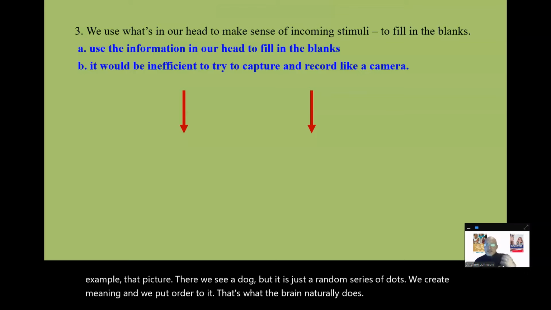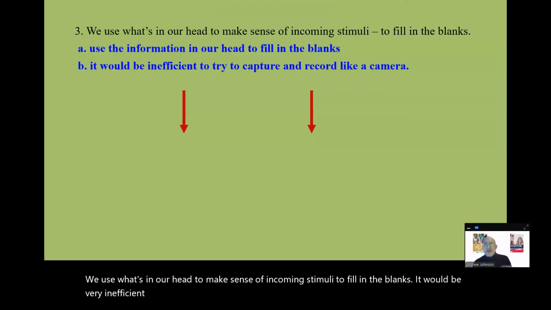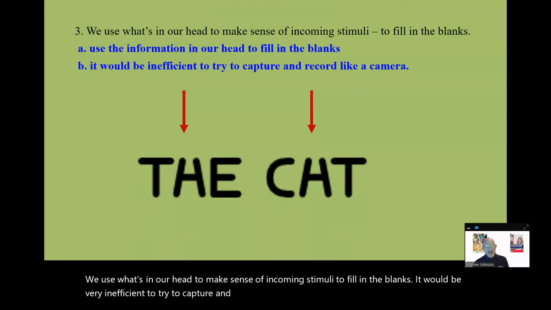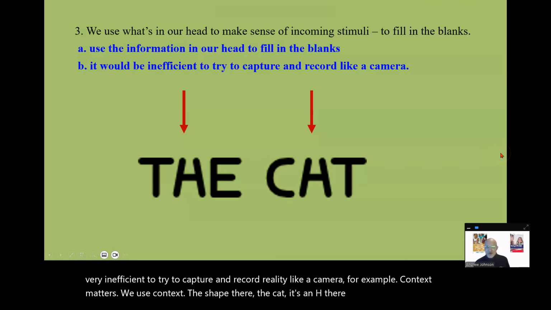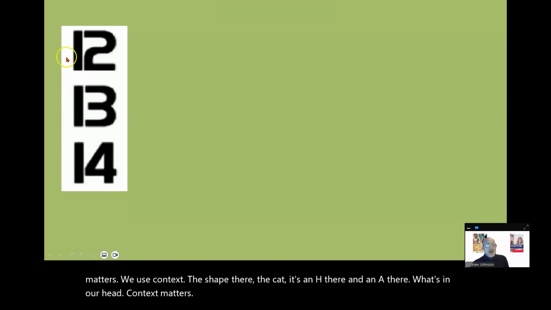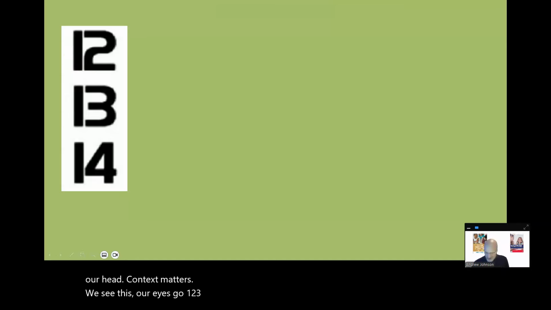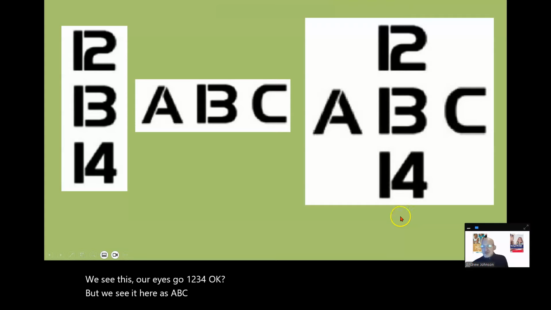We use what's in our head to make sense of incoming stimuli, to fill in the blanks. It would be very inefficient to try to capture and record reality like a camera. For example, context matters. We use context. The shape there, the cat, it's an H there and an A there. What's in our head? Context matters. We see this, our eyes go 1, 2, 3, 4, okay, but we see it here as ABC. The shape is the same, context matters, meaning.